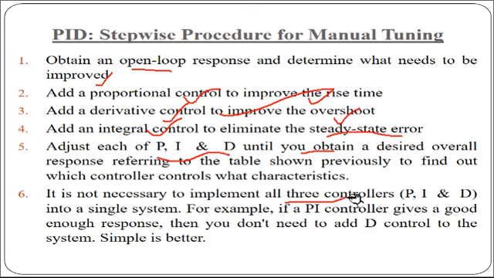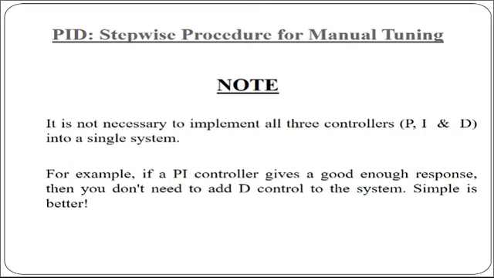in a single system. For example, if the PI controller is good enough for the responses I have discussed a minute before, then on the basis of how simple your system is and what characteristics you require, you can make your system PI, PD, or PID control. Then you don't need to add the other controller to the system. So simply, we can say that simple is always better.